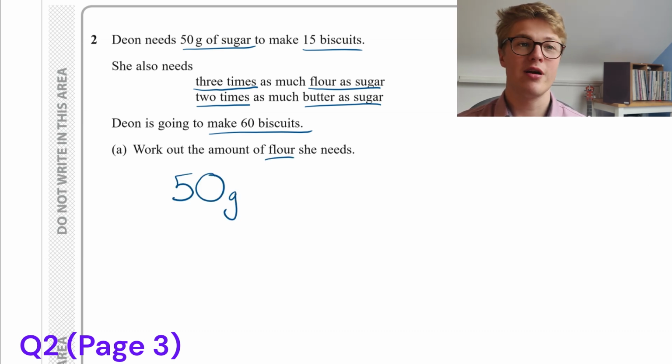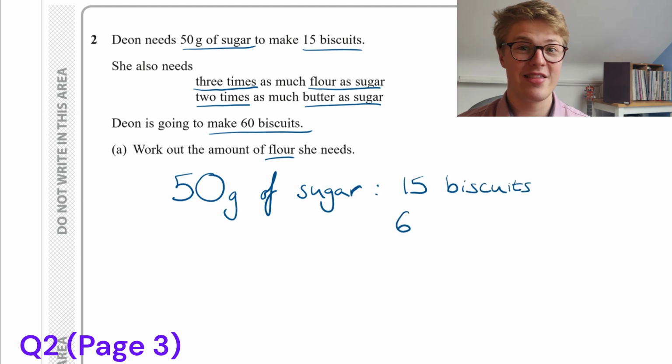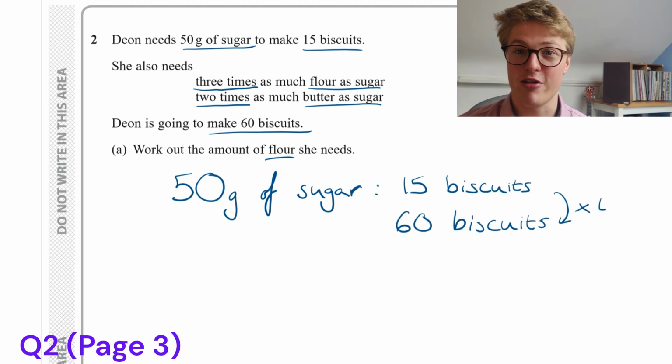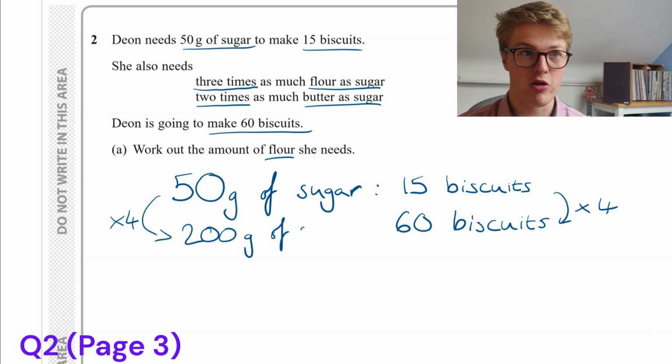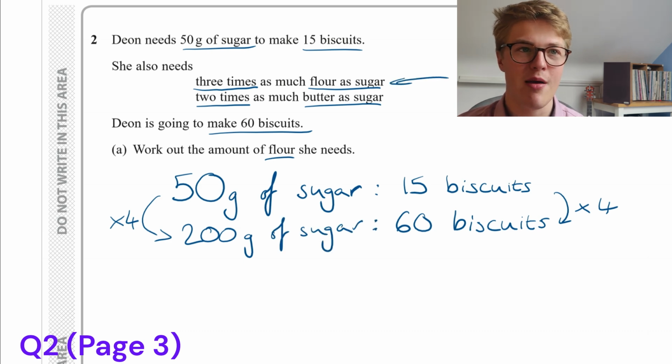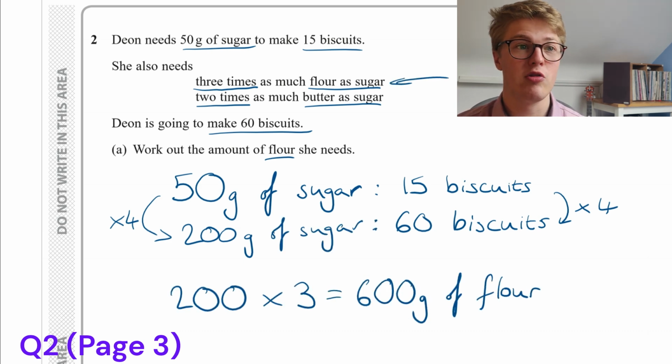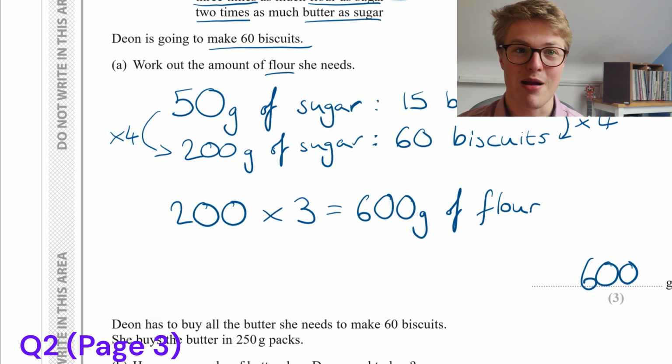50 grams of sugar gets us 15 biscuits. We need 60 biscuits, so we need to multiply both sides by 4 and we end up with 200 grams of sugar. We know that we need 3 times as much flour as sugar, so we do 200 times 3, which gives us 600 grams.